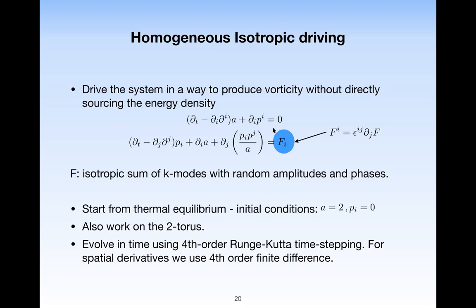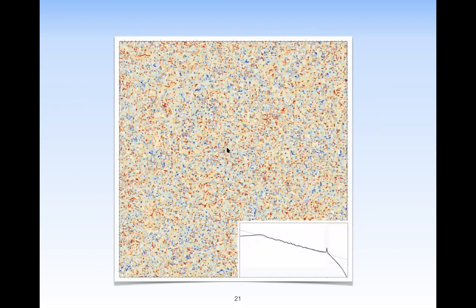Since I'm forcing the system with an external force, I do not need to choose special initial conditions. In particular, I can start from simple thermal equilibrium. So my initial conditions are alpha equal to 2 and the momentum equal to 0. Once again, I solve this at finite volume, namely a 2-torus, and I use 4th order Runge-Kutta time stepping for the time evolution, and I approximate spatial derivatives with 4th order finite difference. And this is the simulation that we get.